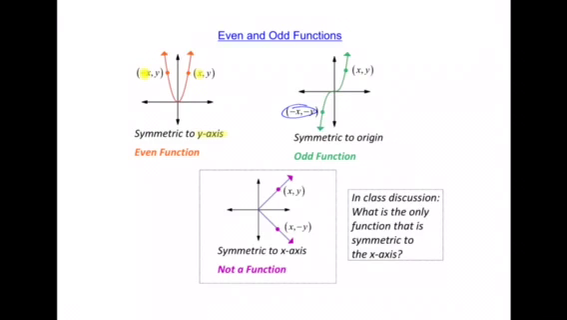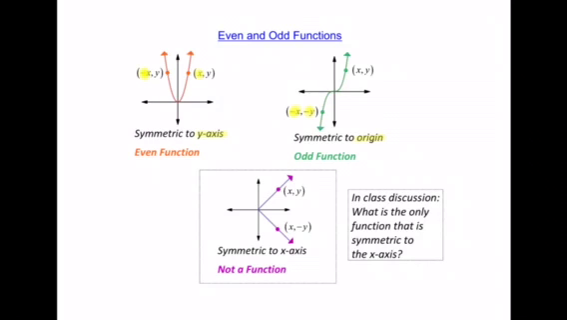Look at your odd function. Odd functions are symmetric to the origin. So symmetry to the origin actually rotates it 180 degrees. So what happens when you rotate it 180 degrees? Look at your ordered pair. All right, your x value becomes the opposite of x, and your y value becomes the opposite of y. So we're going to talk about how to do this algebraically, but graphically that's what you're looking at.